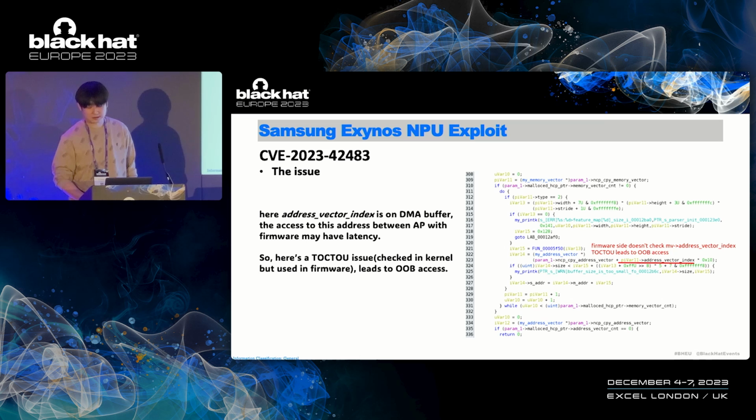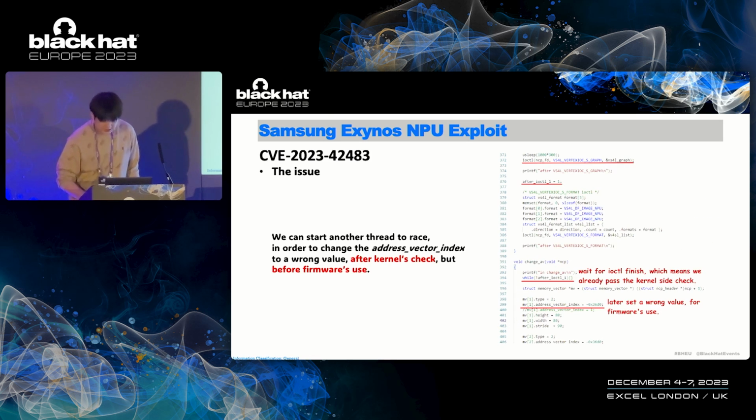The check of the address vector index happens on the driver side, but the use is in the firmware, which lacks the range check. To trigger the bug, we can start a thread in user space and change this address vector index to a much bigger value. The race window is after the kernel driver's check, but before the firmware's use. And finally, this time of check, time of use bug will cause an out-of-bound access issue in firmware and crash the phone.